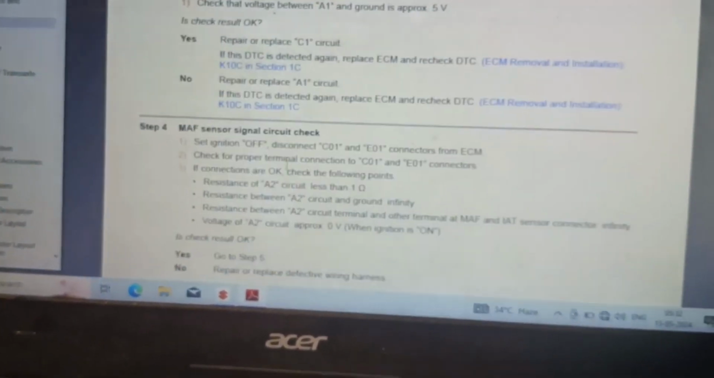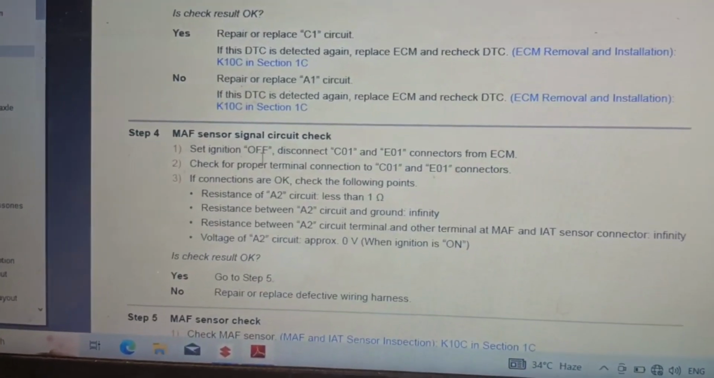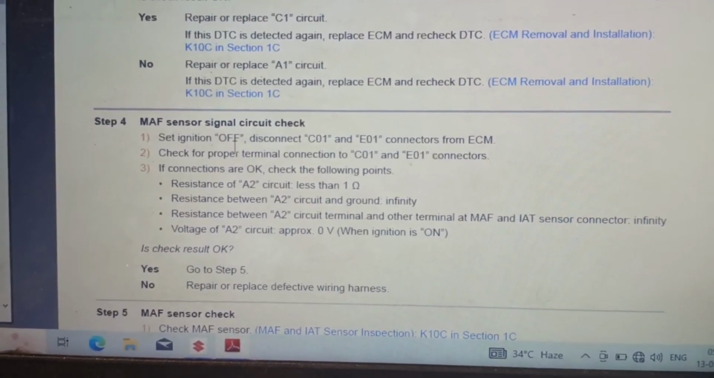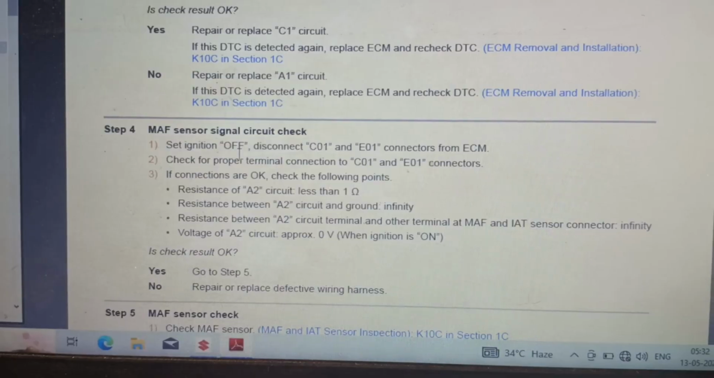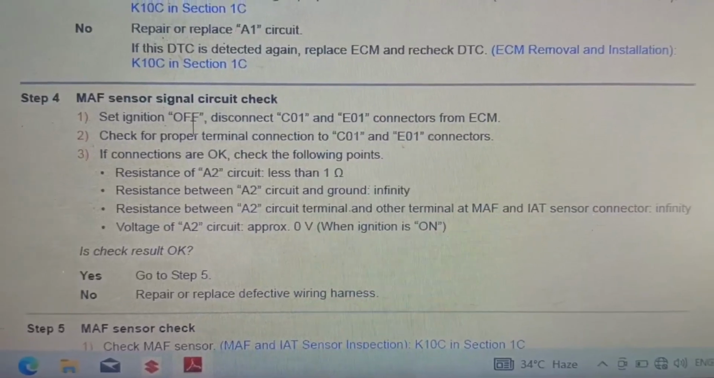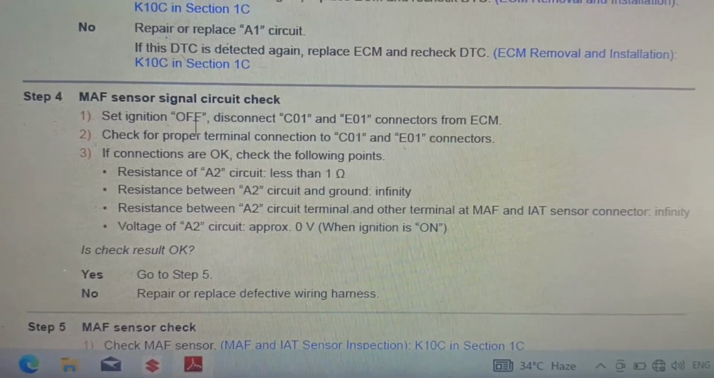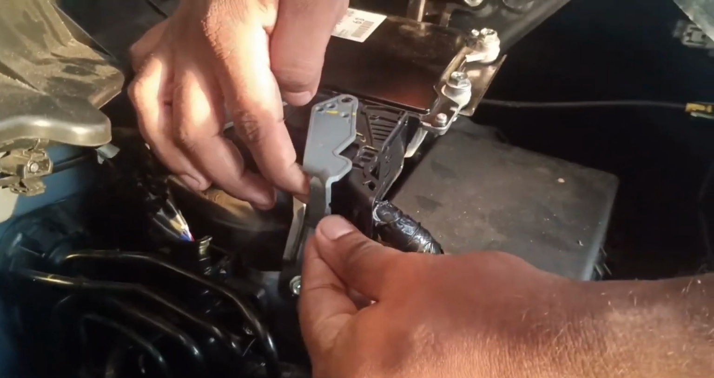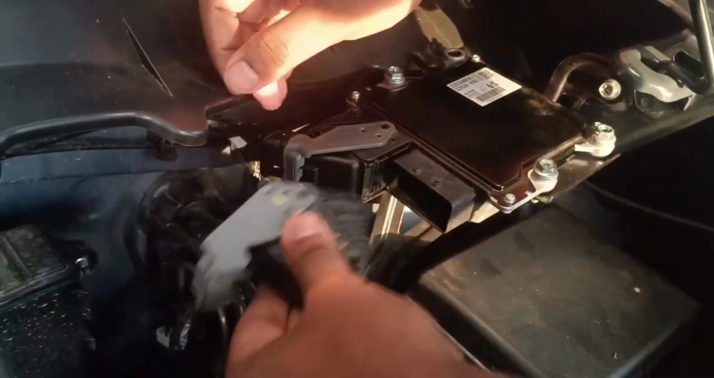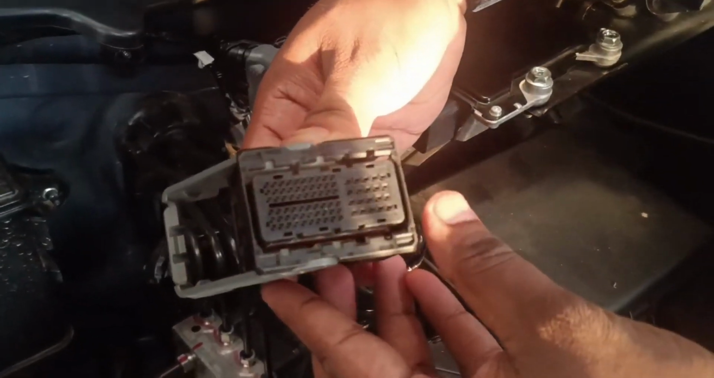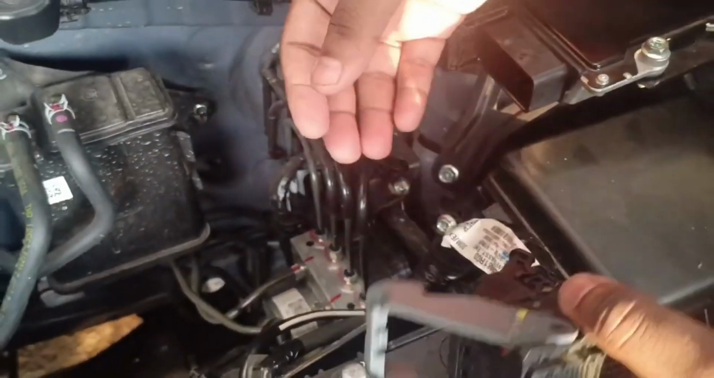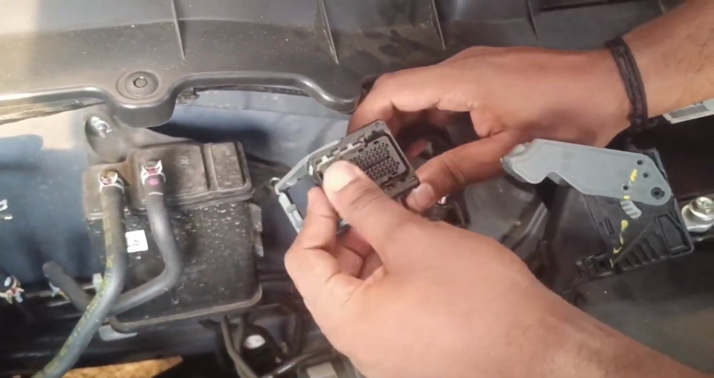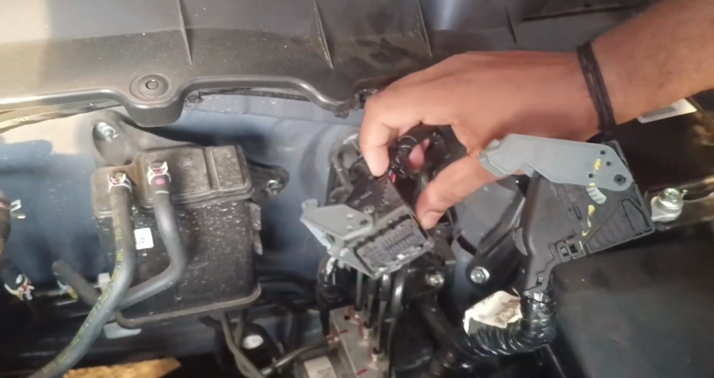Step number 4 is MAF sensor signal circuit check. Set ignition off, disconnect the C01 and E01 connectors from the ECM. Check proper terminal connection of the C01 and E01 connectors. If connections are OK, check the following points. A2 circuit. First disconnect the negative terminal, then disconnect the C01 and E01 connectors. Check for any crack, damage or corrosion on terminals in both couplers, and found OK.